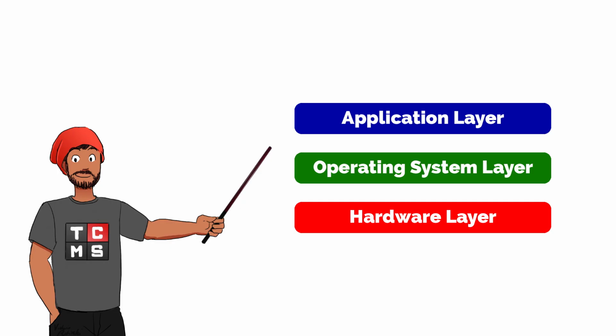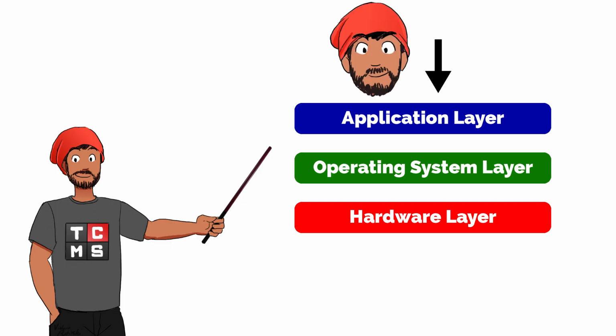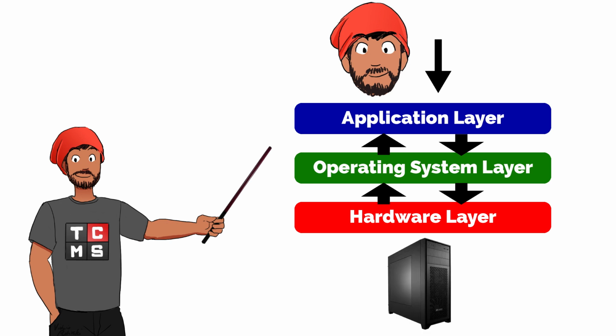In a simplified version of this model, you interact with the application layer, which talks to the operating system layer. The operating system layer acts as a middleman between the application layer, what you do, and the hardware layer, the actual physical parts of your computer.